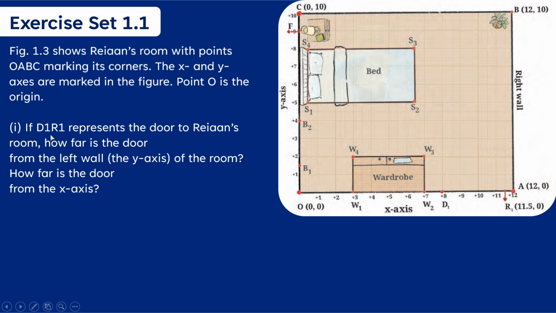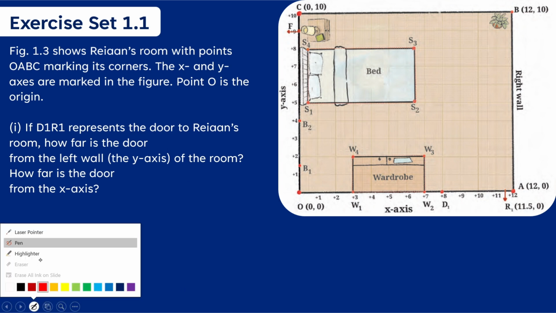The first subdivision says, if D1 and R1 represent the door of Rayan's room, how far is the door from the left wall of this room? And the next one is, how far is the door from the x axis?